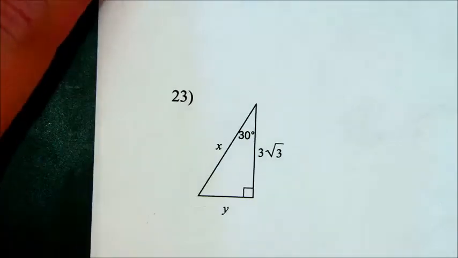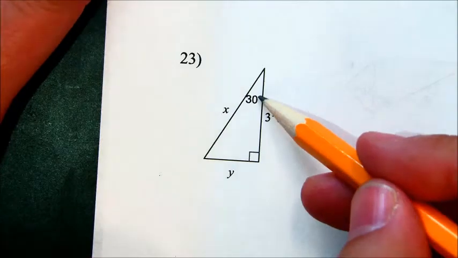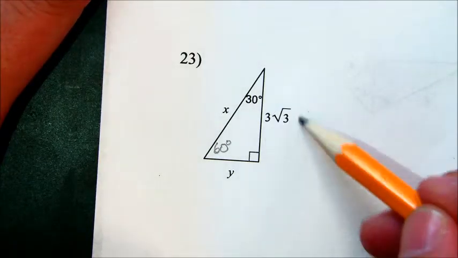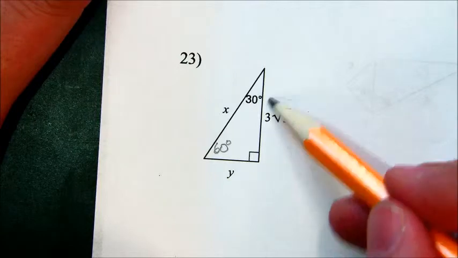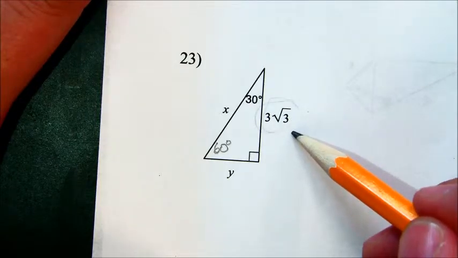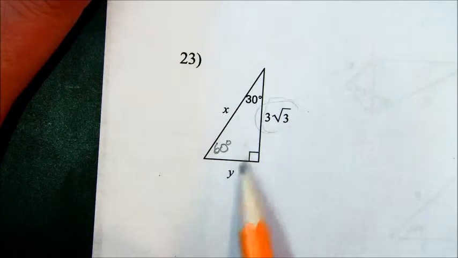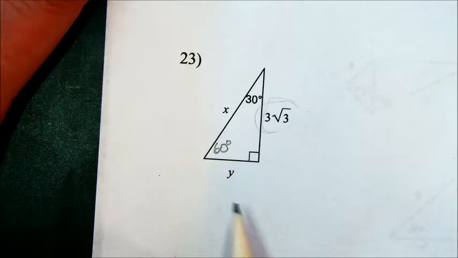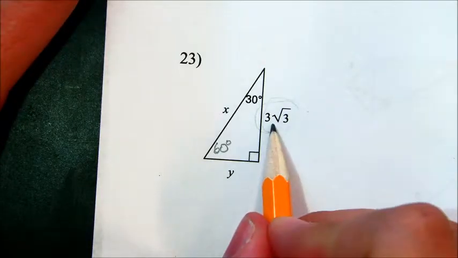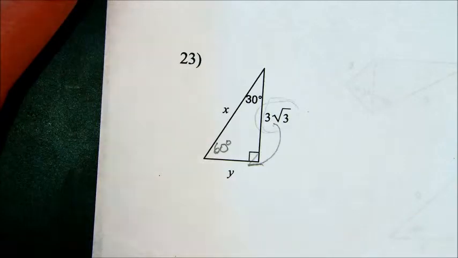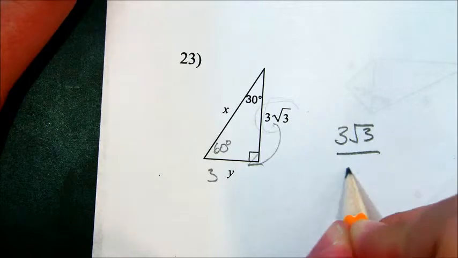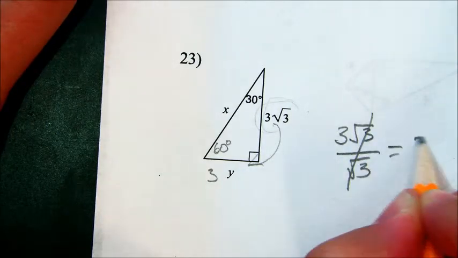Alright. Slightly more complicated. I've got the 30, 60, 90 triangle. Here's my 60. In this case, I'm given the longer leg instead of the short leg. Well, I know that the long leg is 3 times the square root of 3, and here's my short leg. To go from the short leg length to the long leg length, I multiply that short leg length by the square root of 3. So to go in the other direction, I will divide by the square root of 3. So y is going to be 3, because 3 times the square root of 3 divided by the square root of 3 is 3.